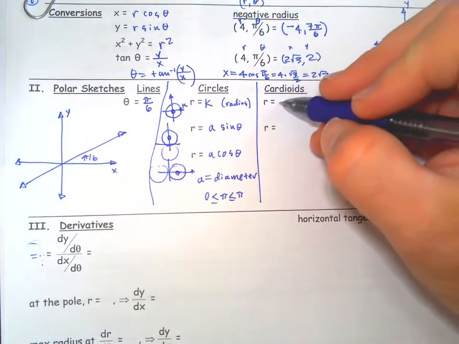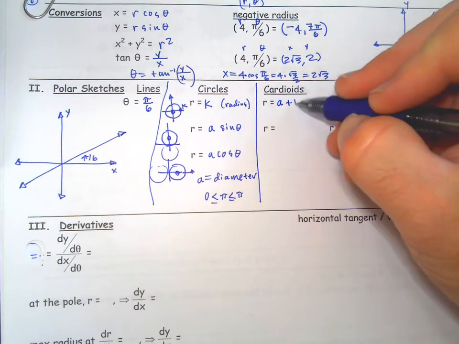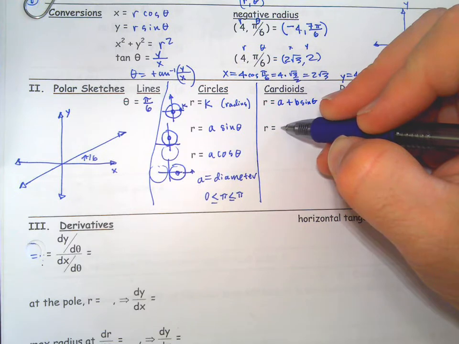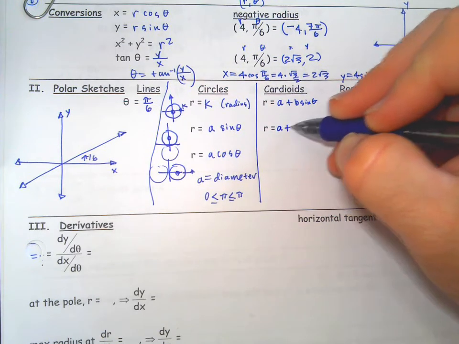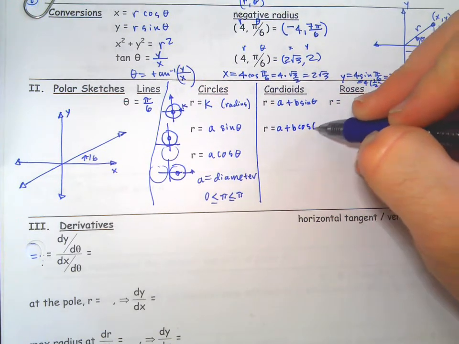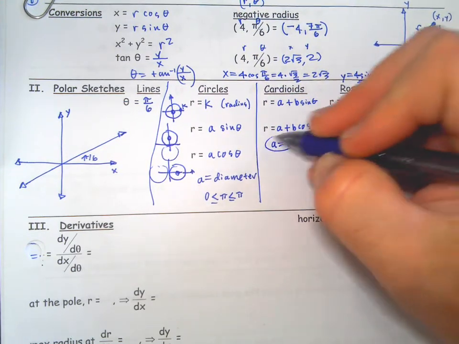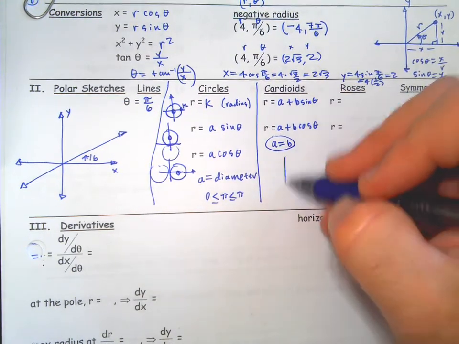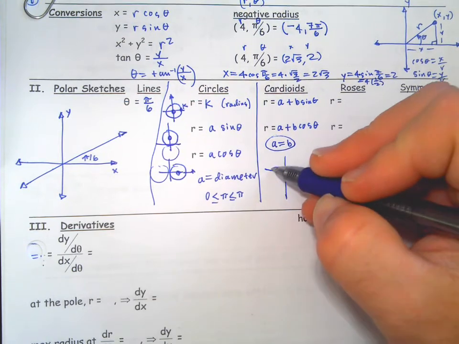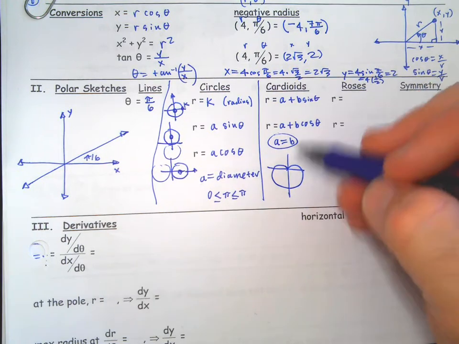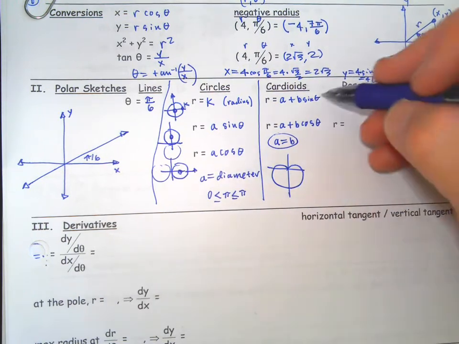Cardioids take the form of a plus b sine theta, or a plus b cosine theta. Those would give you cardioids, but a has to equal b. That's the requirement. And a cardioid kind of looks like that. And same thing, if it's sine, it's going to be vertical. If it's cosine, it's going to be sideways.